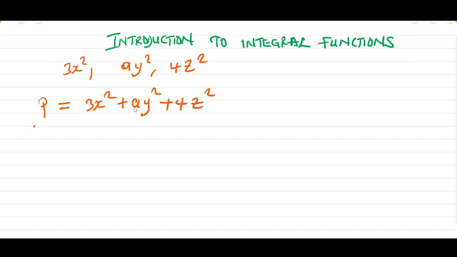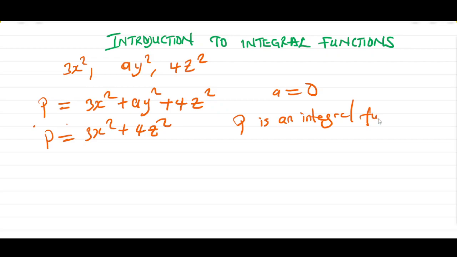A is constant. If x, y, and z are all 0, p is sure to be 0. But even if a is 0, p may not be 0. P can still be equal to 3x squared plus 4z squared. Here the value of p will still depend on the value of x and z. So in this case, because these variables x, y, and z have positive integral powers, we call this p an integral function of x, y, and z.